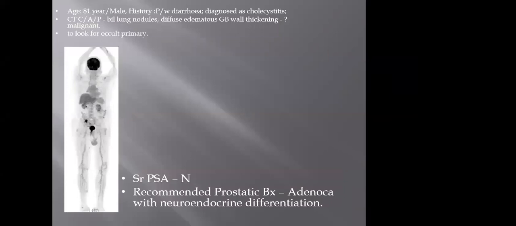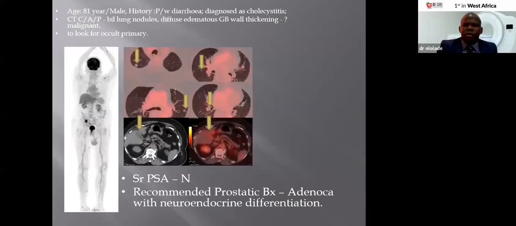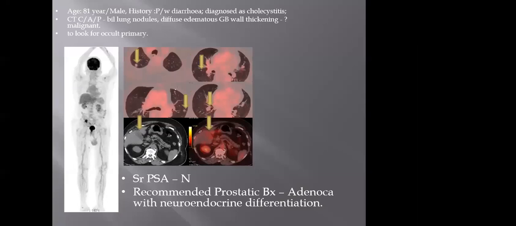This was a very interesting case. An 81-year-old gentleman who came with a history of diarrhea. A CT scan showed cholecystitis. There were bilateral lung nodules, but the CT scan had impressed that this might be a case of primary gallbladder, and a whole body PET scan was done in this case. The PET scan showed that the gallbladder was just showing some mild diffuse uptake consistent with cholecystitis and not carcinoma gallbladder. There were multiple bilateral lung nodules. Next slide.